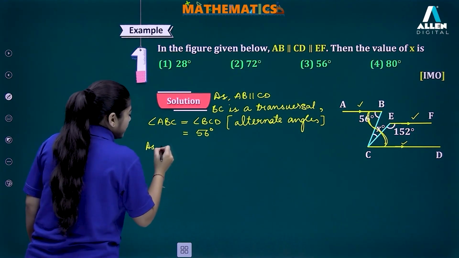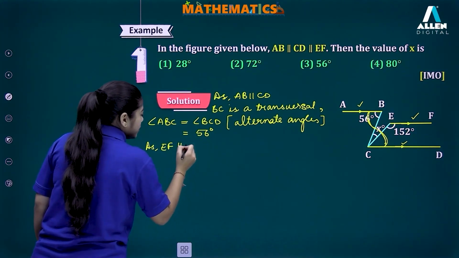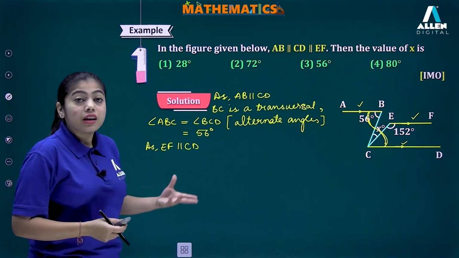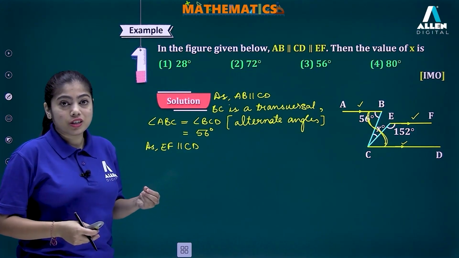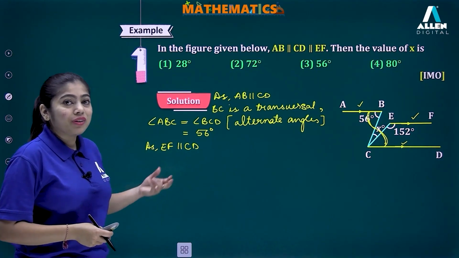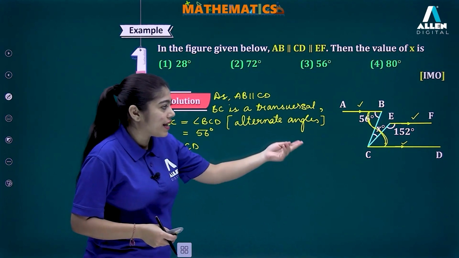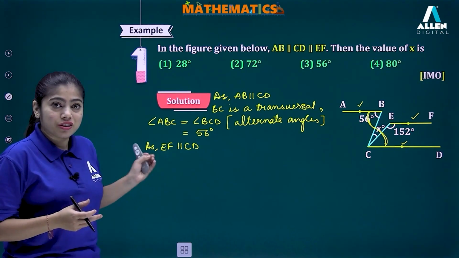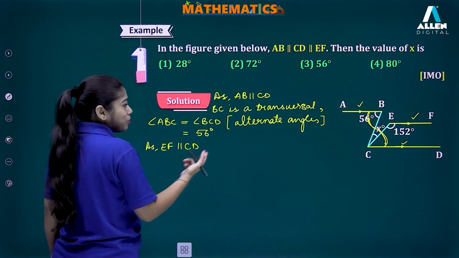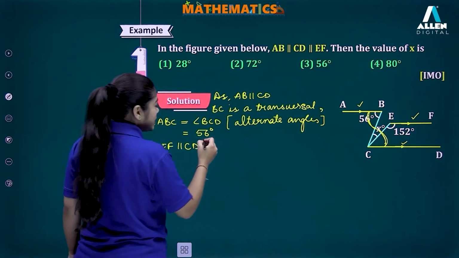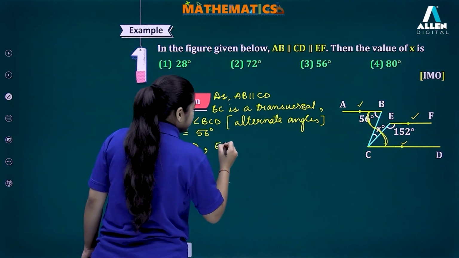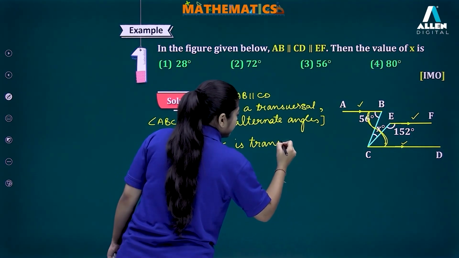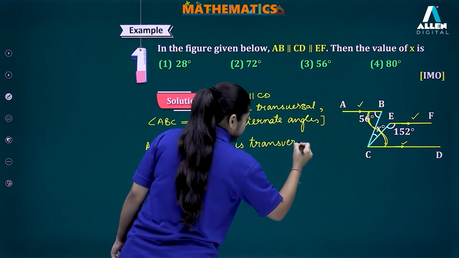Now, let us take another pair of parallel lines, EF and CD. As EF is parallel to CD, in this case the new transversal is going to be which line? Here we are going to take the new transversal as CE, right? The transversal has changed. Remember that. In these two parallel lines, we are going to consider EC as the transversal.